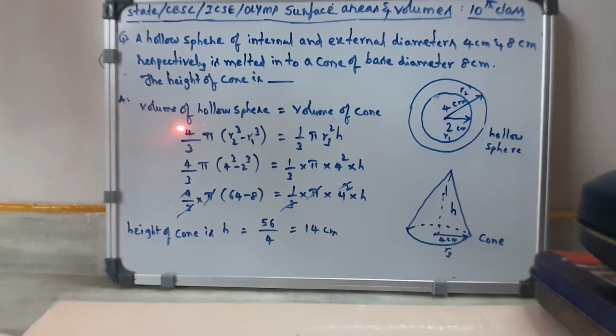So what is the formula for the volume of the hollow sphere? We know the volume of the sphere is 4 by 3 pi r cube.